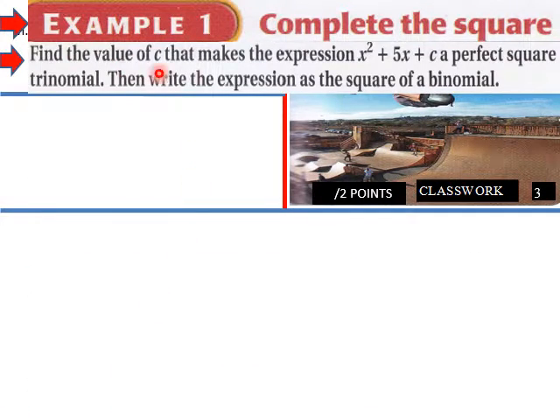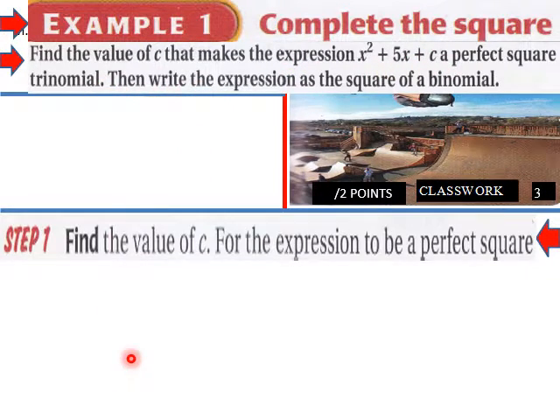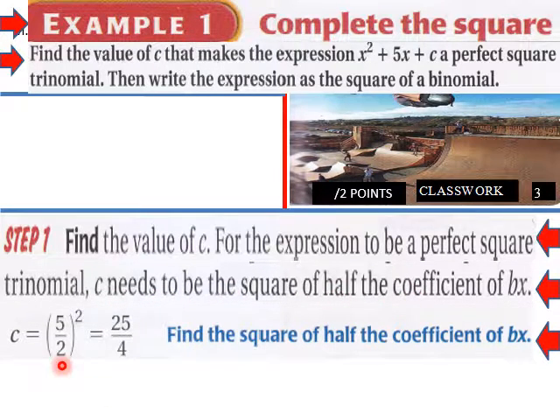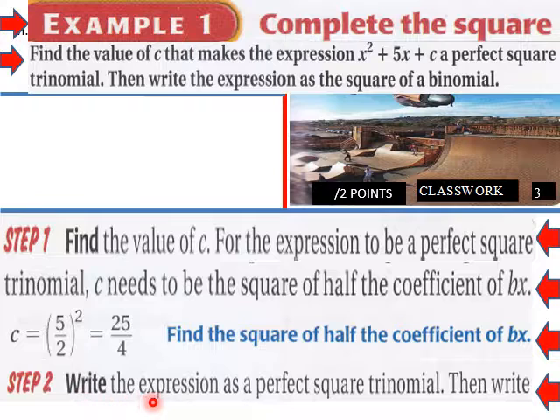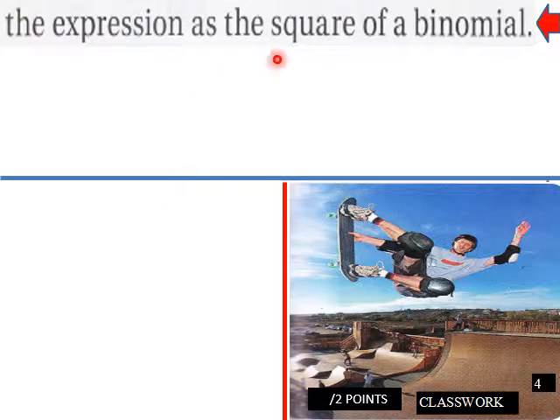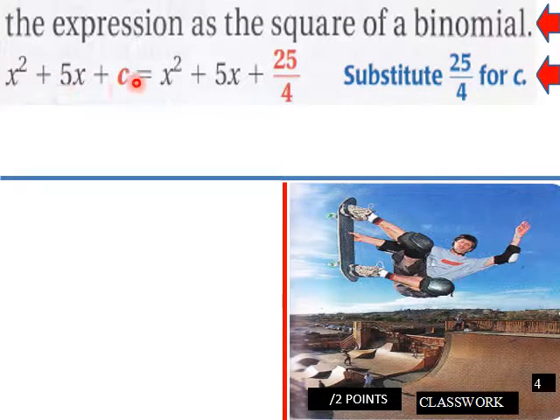Example 1, complete the square. Find a value c that makes this expression a perfect square trinomial, then write the expression as the square of a binomial. Find the value of c. For the expression to be a perfect square trinomial, c needs to be the square of half the coefficient of bx. So c equals (5 over 2) squared, which equals 25 over 4. That's the square of half the coefficient of bx. Write the expression as a trinomial, then write the expression as the square of the binomial. So in this case, x squared plus 5x plus 25 over 4. Substitute 25 over 4 for c.